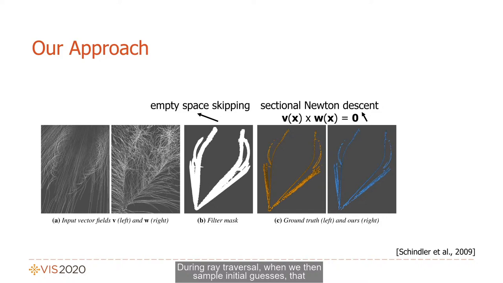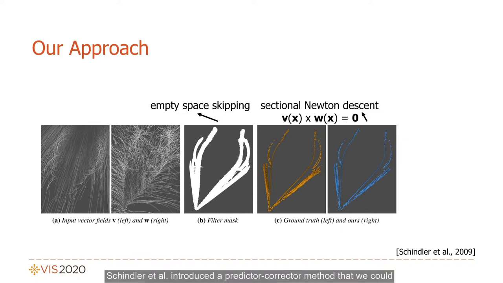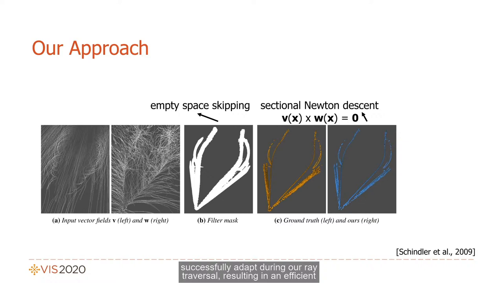During ray traversal, when we then sample initial guesses that are not already filtered by our pre-computed filter mask, we need to be able to quickly descend onto the parallel vector's feature curves to then span the geometry and visualize the result. Schindler et al. introduced the predictor-corrector method that we could successfully adapt during our ray traversal, resulting in an efficient first-order scheme. In the visualization we see here, on the left the ground truth in yellow and on the right our approach in blue, and we see that our method can closely approximate the ground truth.